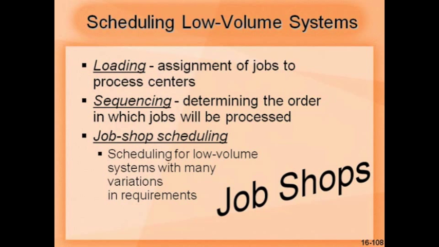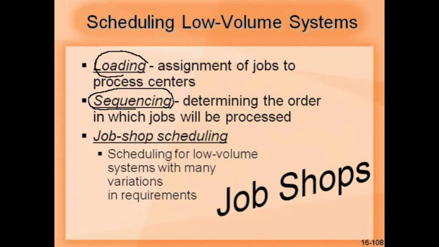Now, when we talk about scheduling low volume systems, some of the important terms are like loading. Loading is assignment of jobs to process centers. So what specific job will be carried out at which work center? And then what will be their sequence? Within a job, there could be different sequences. So what sequence will be followed?